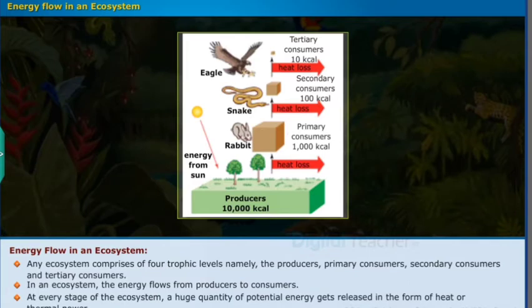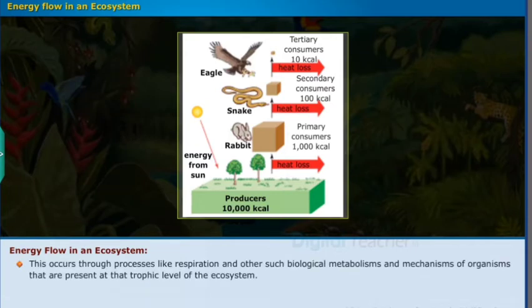At every stage of the ecosystem, a huge quantity of potential energy gets released in the form of heat or thermal power. This occurs through processes like respiration and other such biological metabolisms and mechanisms of organisms that are present at the trophic level of the ecosystem.